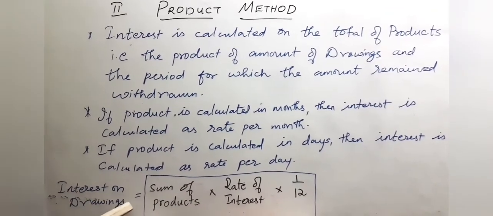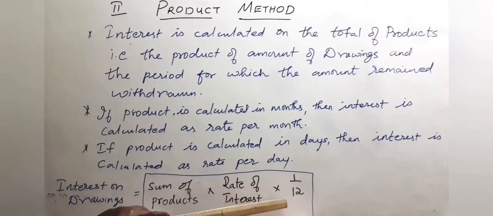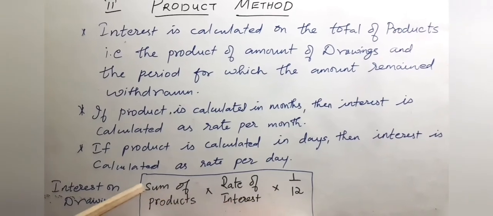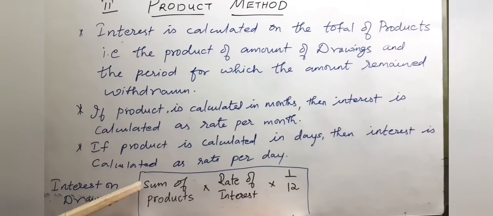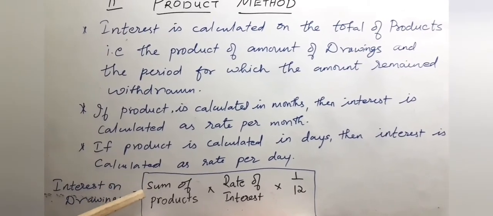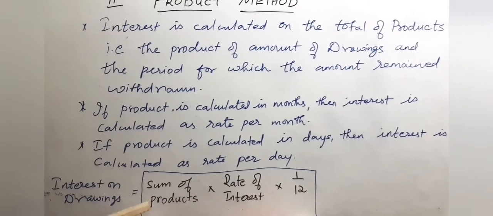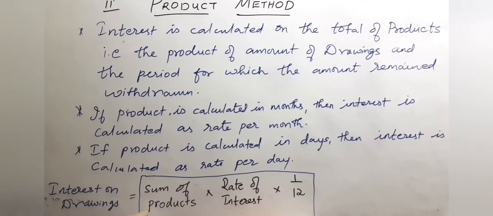Interest on drawing is equal to sum of products into rate of interest into 1/12. In the previous examples we saw, what did we apply here? Amount of drawings. So instead of amount of drawings we are applying sum of products here. How to find the sum of product, I'll make you understand when we teach the sum.